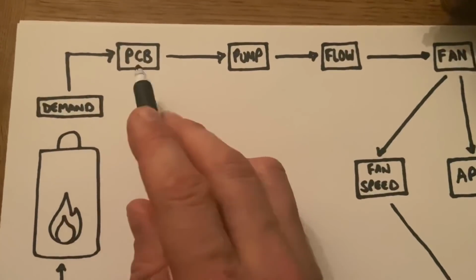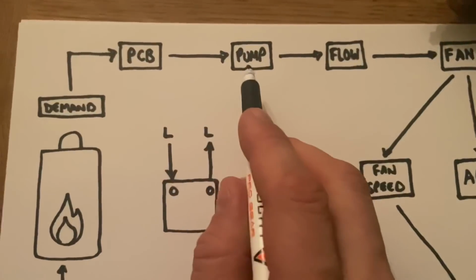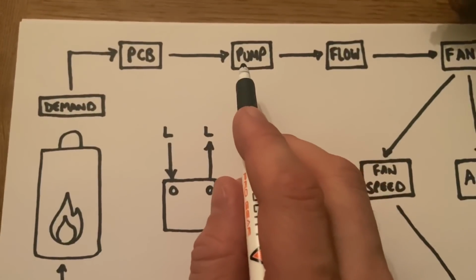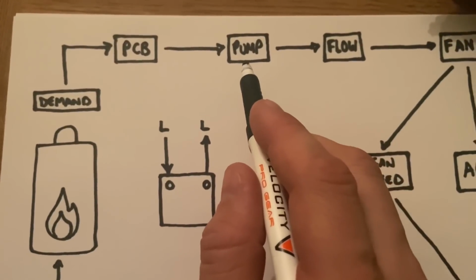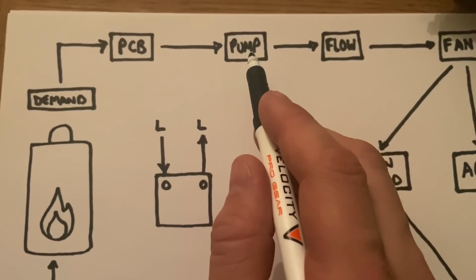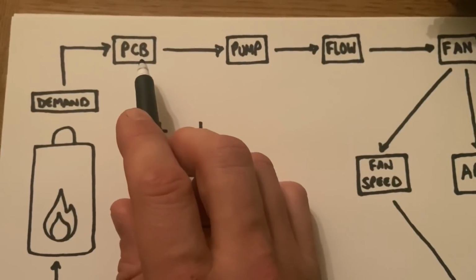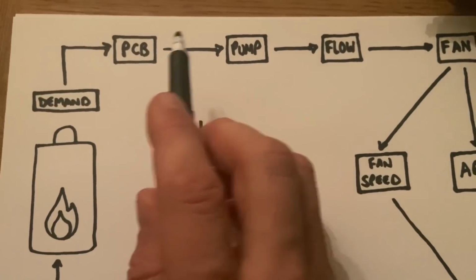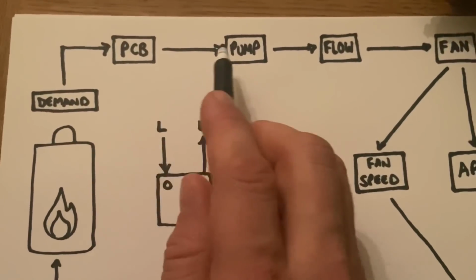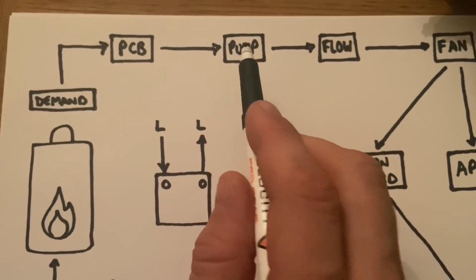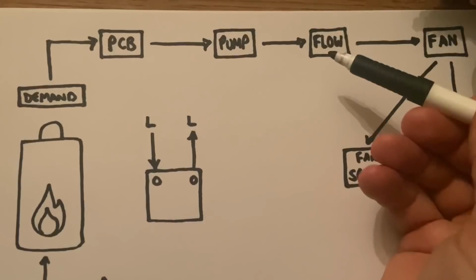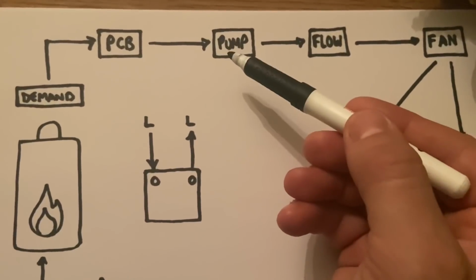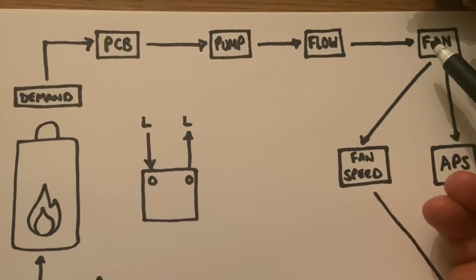Once we know we've got our demand, the PCB will send 240 volts to the pump, and then the pump will either spin if it's working, or it won't spin if there's a fault. If it doesn't spin, then we need to check, is the PCB sending the 240 volts there? If it is, the PCB is doing its job, so it must be the pump that's faulty. If the pump does spin, it activates the flow switch, and the flow switch is what tells the PCB that the pump's spinning and it can move on to the next thing in the sequence.